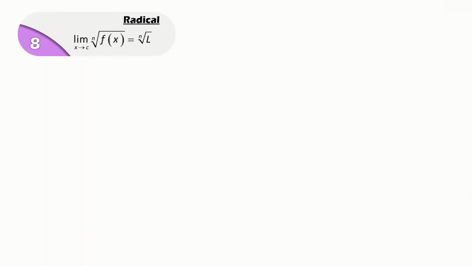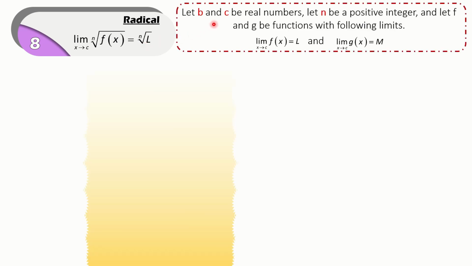Before you continue to watch this video, it is advisable to learn first the following properties: constant, identity, scalar, sum and difference, product, quotient, and power property. Radical property states that the limit of the nth root of a function is the nth root of the limit of a function, where b and c are real numbers, n be a positive integer, and f and g be functions with the following limits, L and M.